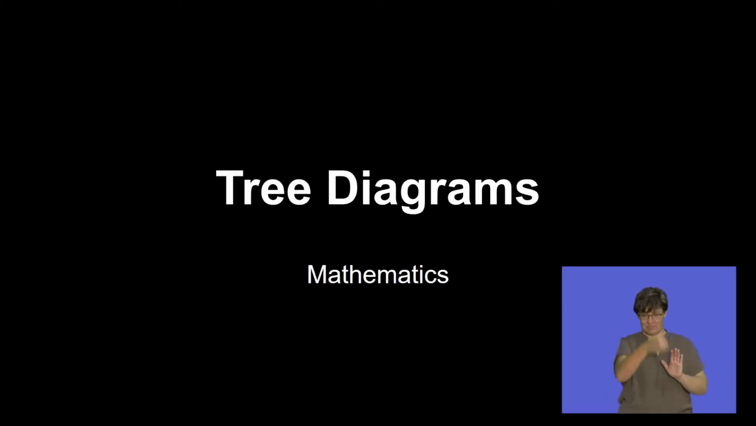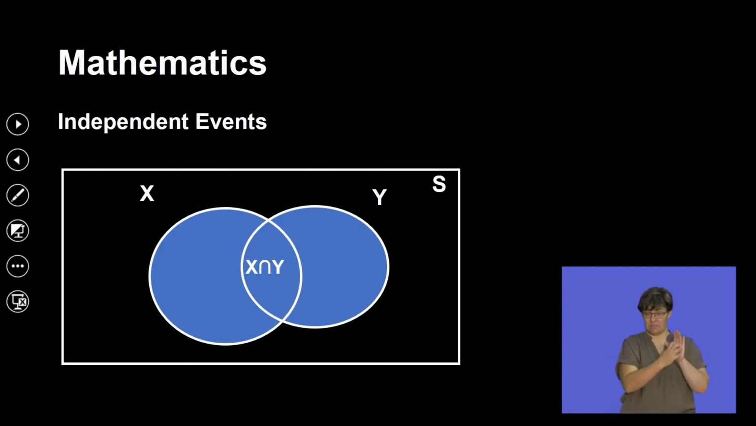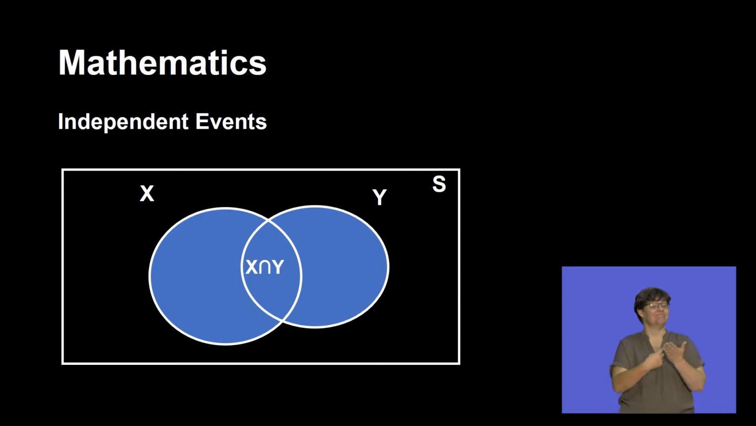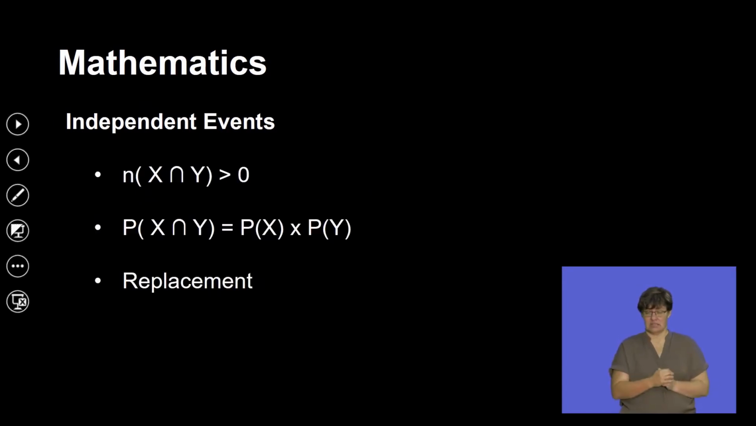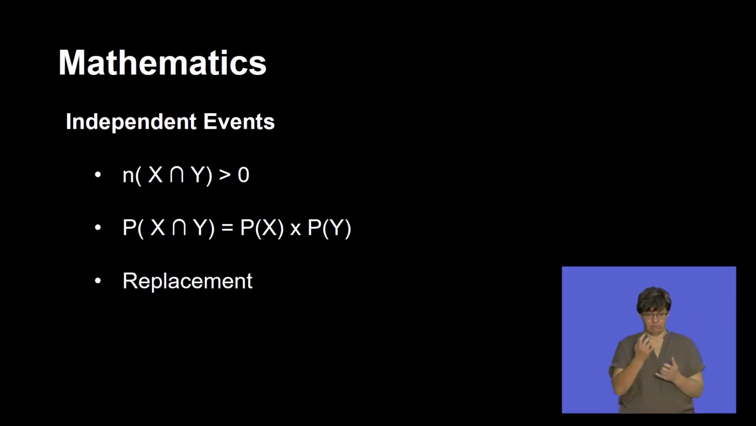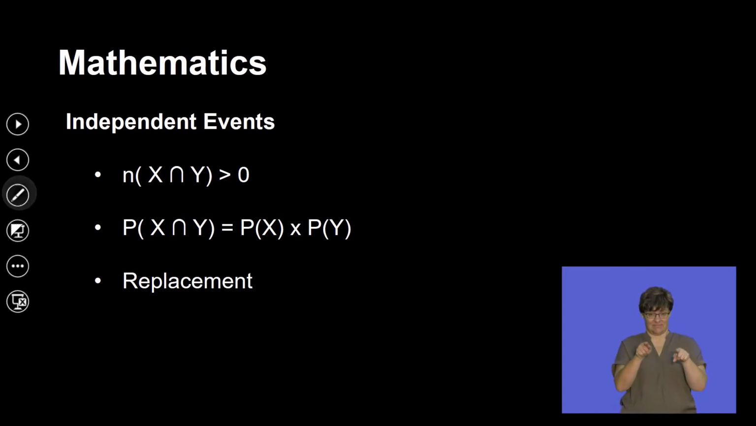And so, yes, we're starting with tree diagrams, but we're going to get straight into talking about independent events. What are independent events? Remember, these are events that have an overlap. They are not mutually exclusive. And so we recognize not only do they have an intersection, but by definition, when we are to calculate the independent event, we must multiply the two probabilities together. So be very clear, it's the probability of X multiplied by the probability of Y.